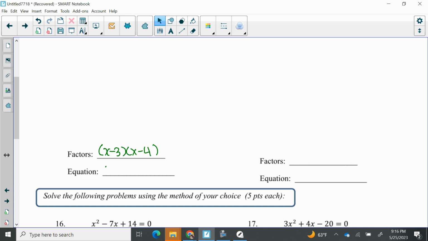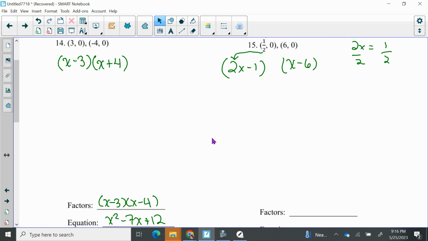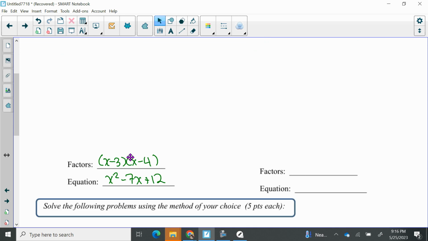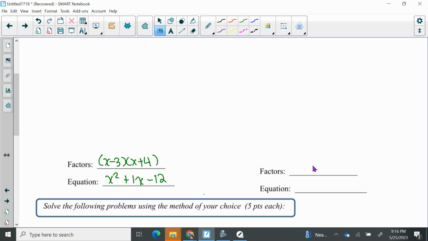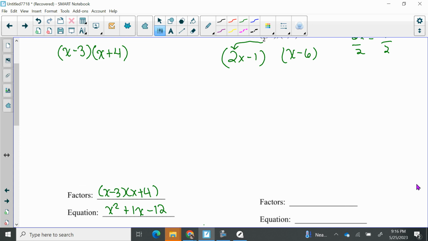And then that factors out to x squared minus 7x plus 12. Not pretty. Oh, wait. x minus 3 times x plus 4. Sorry. So that is x squared plus 1x minus 12. And then I have 2x minus 1 times x minus 6. So 2x minus 1 times x minus 6. Now I'm going to go ahead and factor that out.